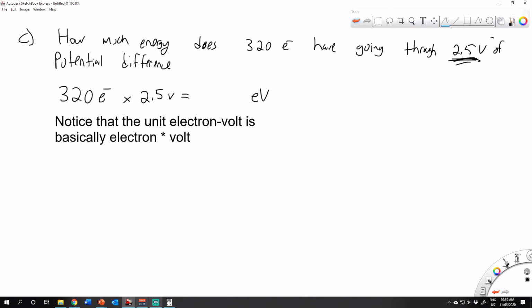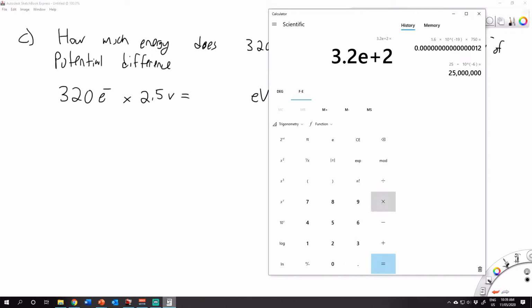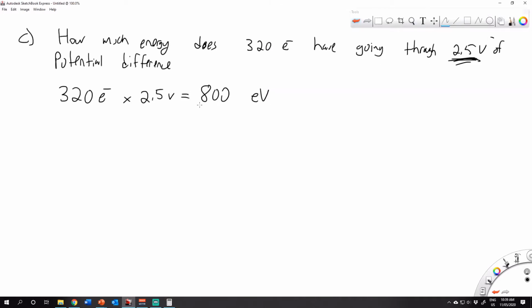So that would be 320 times 2.5. Yeah, 800, so 800 electron volts. And from there, you can convert it into joules if you felt like it. Okay, but the initial calculations are relatively easy because I can express my answer in electron volts, so there we go. Might as well just leave it that way.